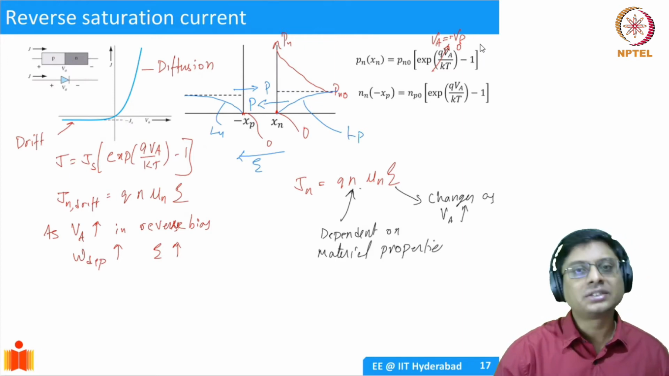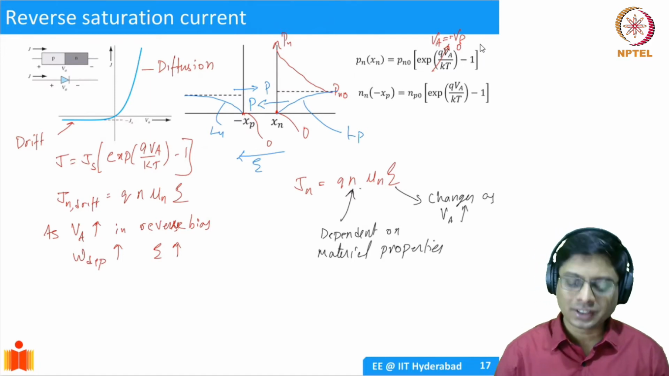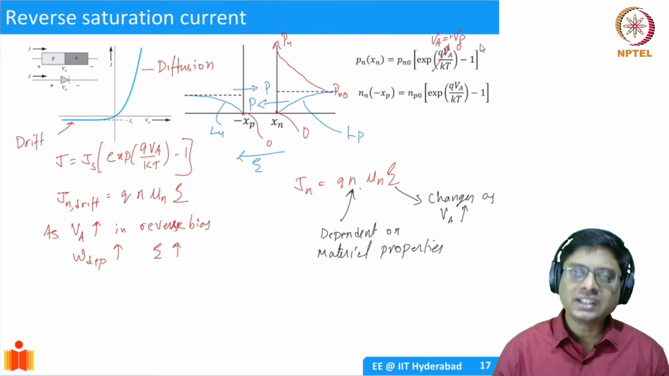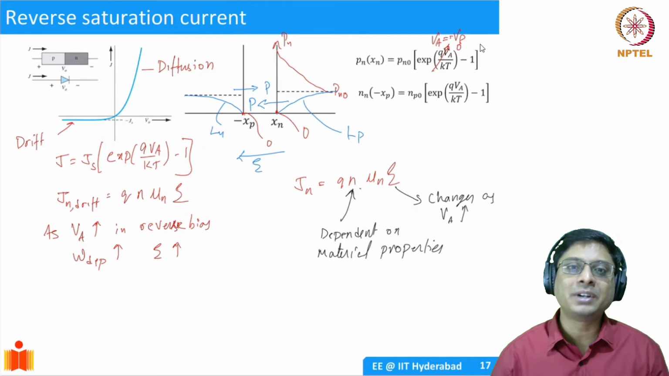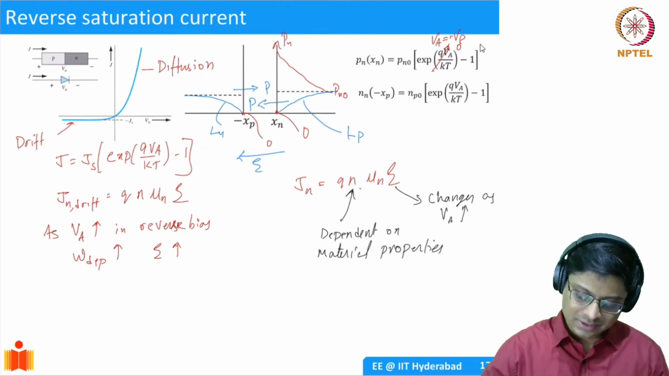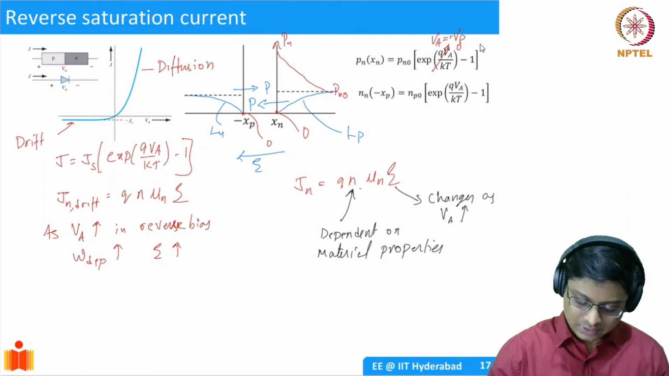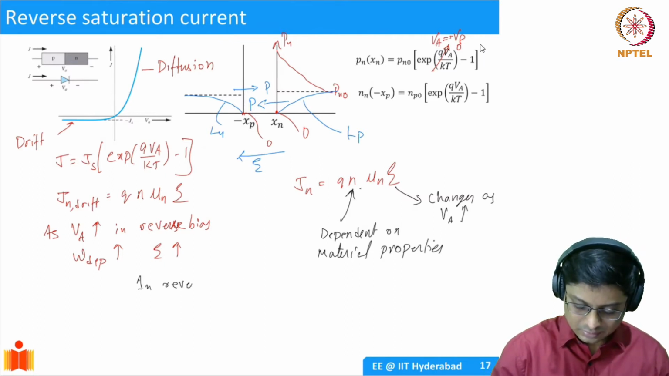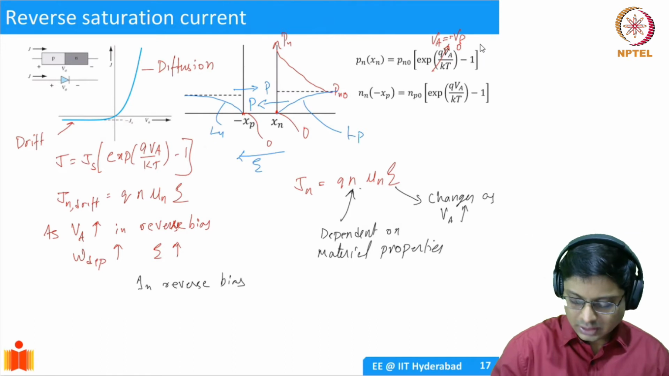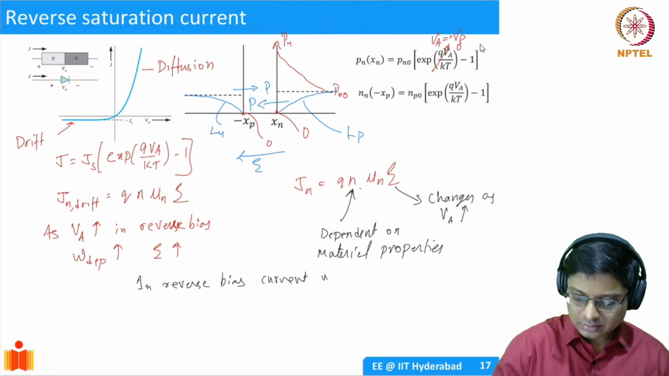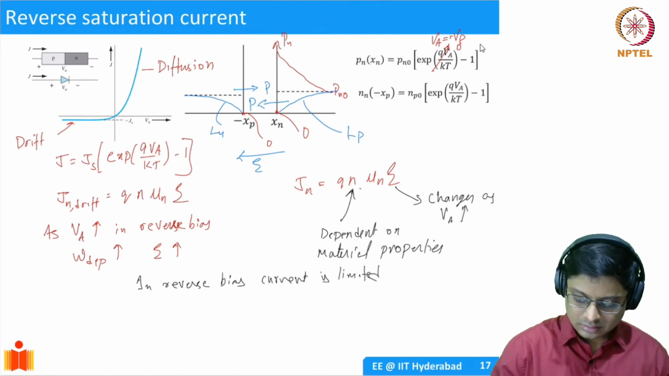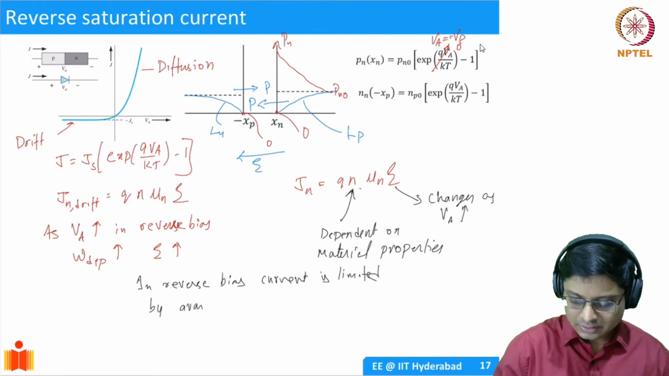What is the diffusion length? What is the doping? And all that, right? Everything is interrelated. Essentially, this depends on material properties. And so we see that in reverse bias, the current is actually limited by the availability of minority carriers. J in reverse bias, current is limited by availability of minority carriers.